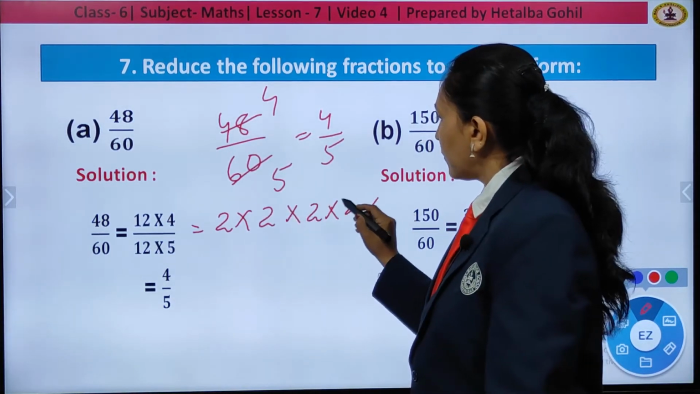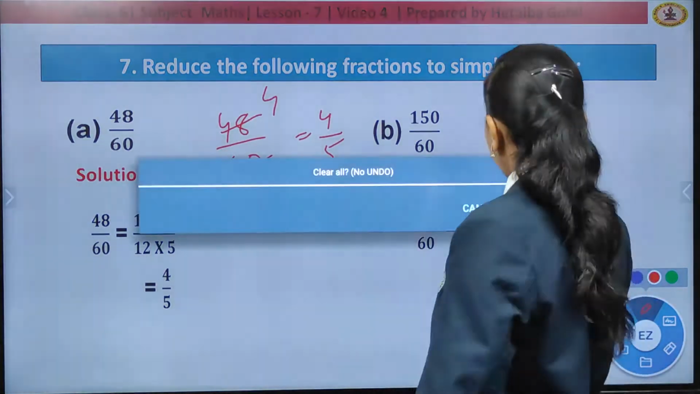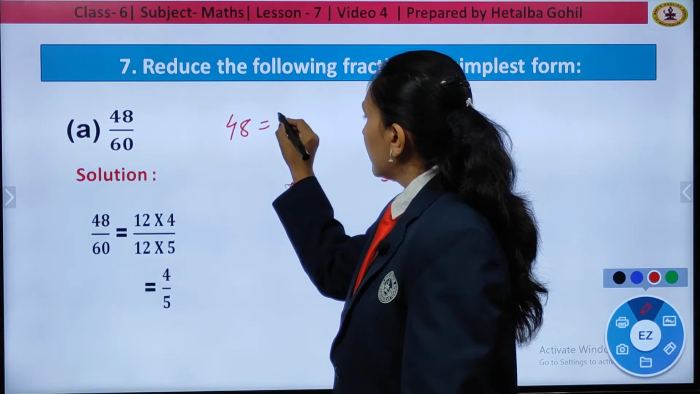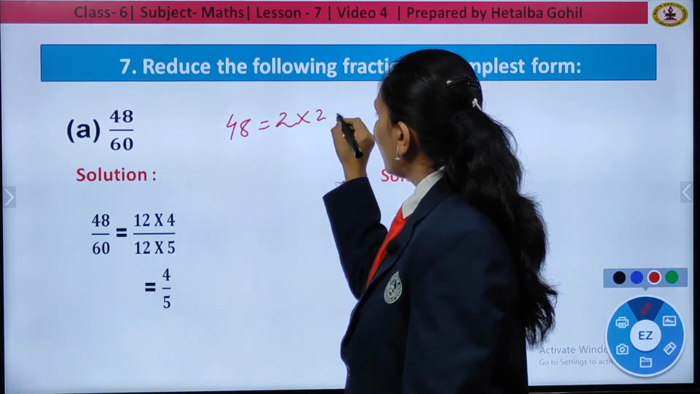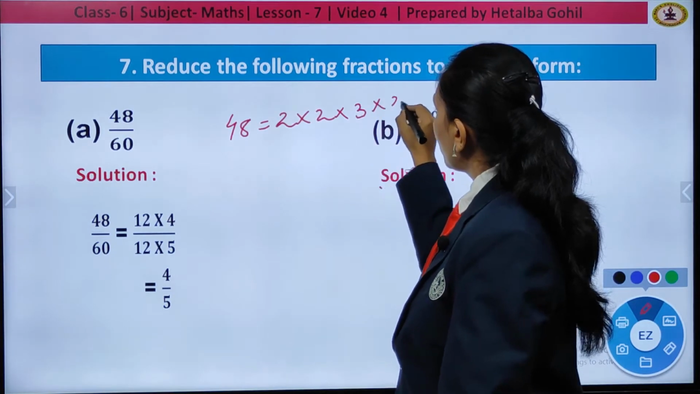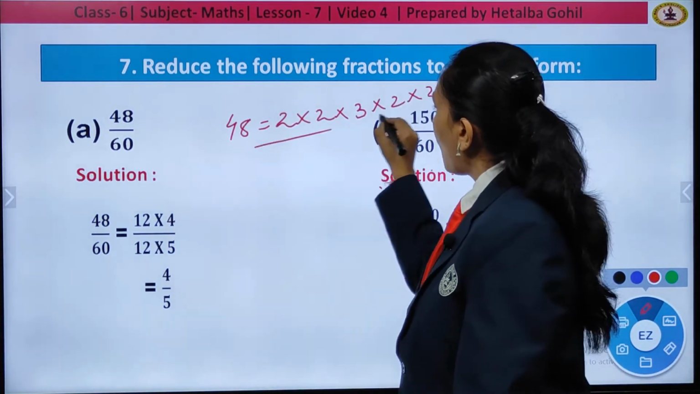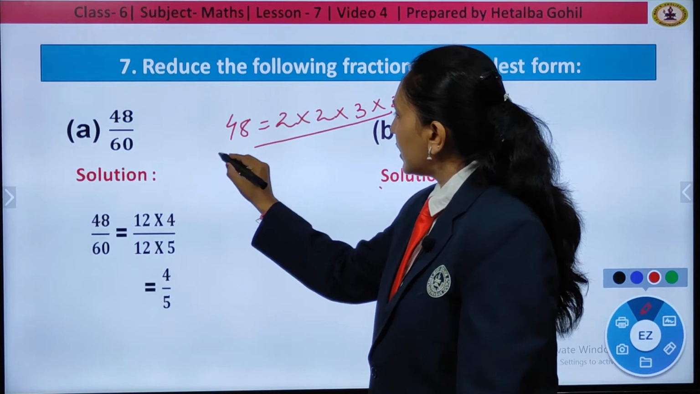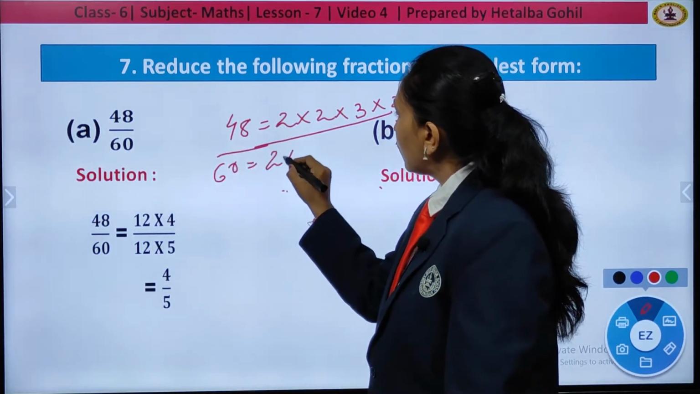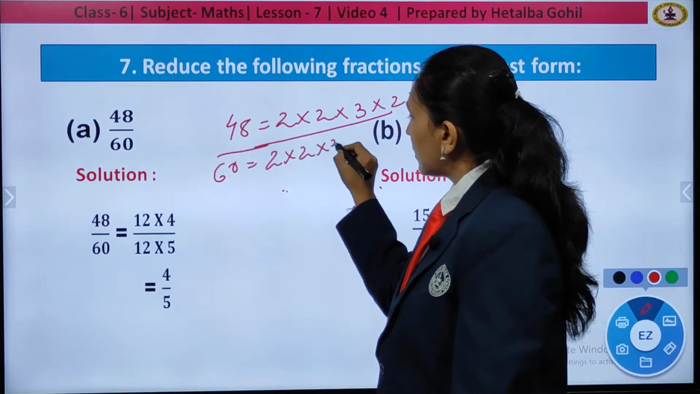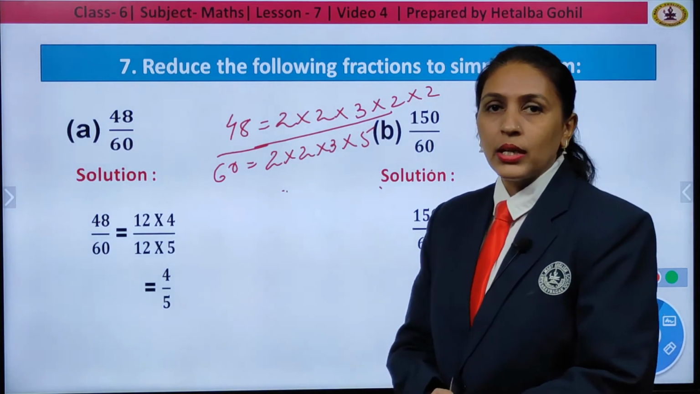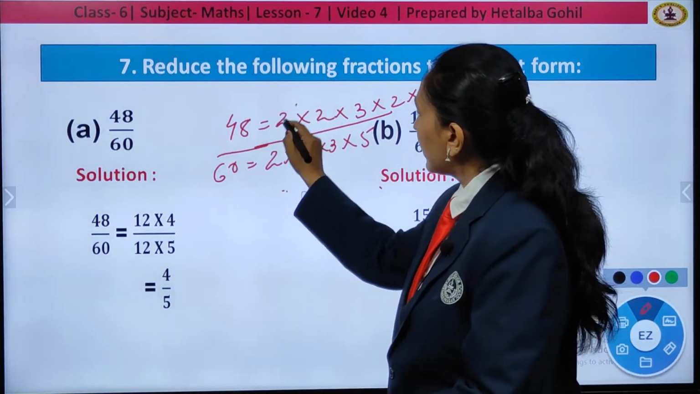Wait, children, I will just, okay, 48 is 2 into 2 into 2 into 2 into 3, that is 12 into 2 into 2, upon 12, here again, that is in the 60. I can go with 2 into 2 into 3, that is 12 into 5. Now the numbers that are similar in the numerator and denominator, you can cut them.